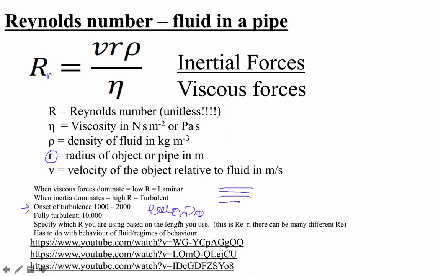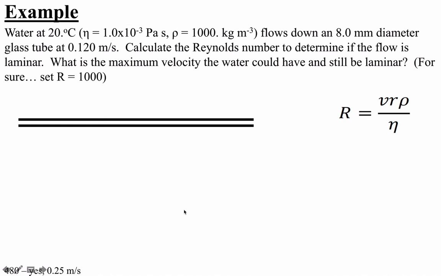All right, so let's do a Reynolds number calculation. I feel like we should. Water at 20 Celsius has a viscosity of 1 centipoise and this density. It flows down an 8 millimeter diameter glass tube. So our radius is equal to 4 times 10 to the minus third meters, since milli is 10 to the minus third. Calculate the Reynolds number and determine if it's laminar. What is the maximum velocity it could have and still be laminar?